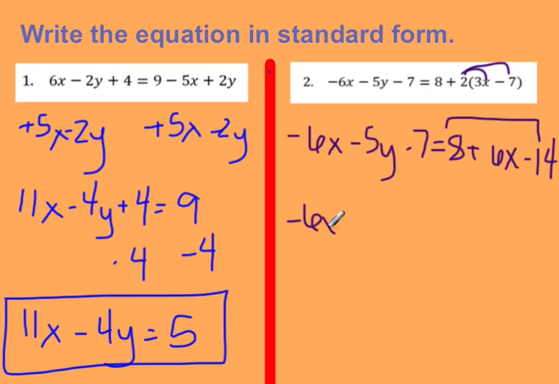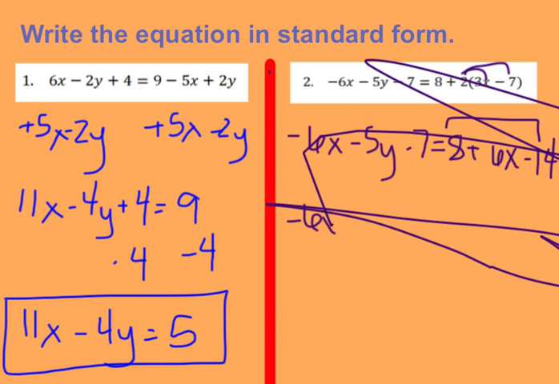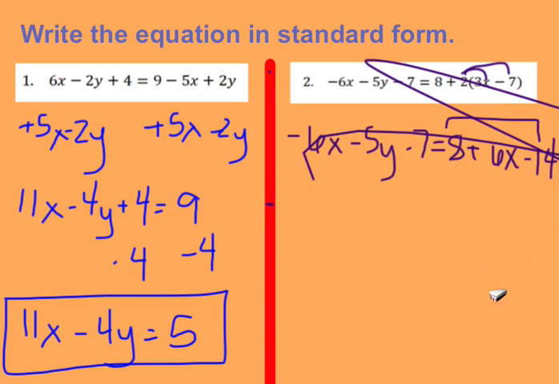side. So I get 6x minus 5y minus 7 is equal to, hopefully my computer can catch up with me here. Okay, so let's continue this now. So I have negative 6x minus 5y minus 7. Now I'm going to combine the 8 and the minus 14, so I end up getting 6x minus 6.